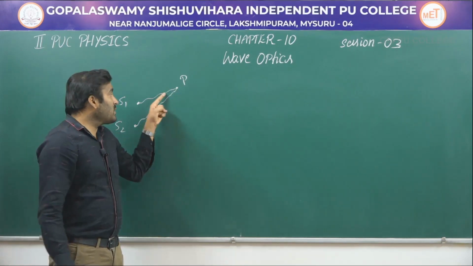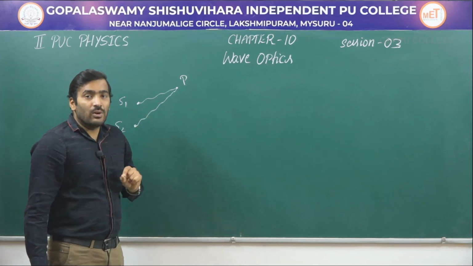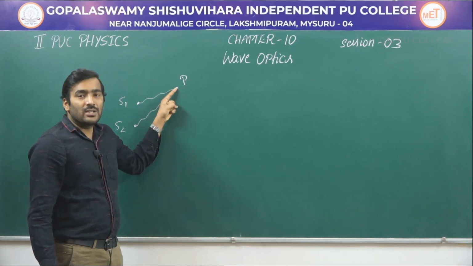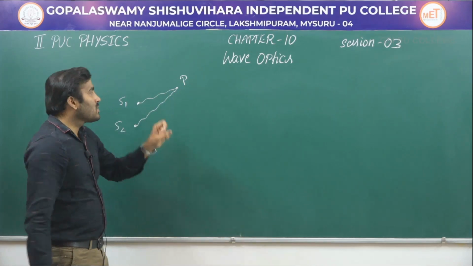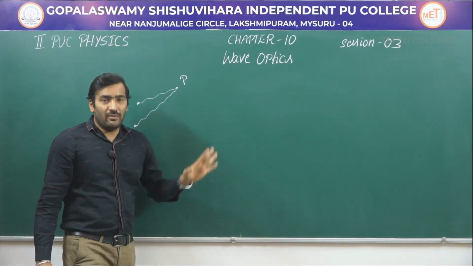And if these two waves interfere destructively, then at this point the light energy will have lesser brightness, or we can even call that darkness. So this is what we have learned from the previous class.